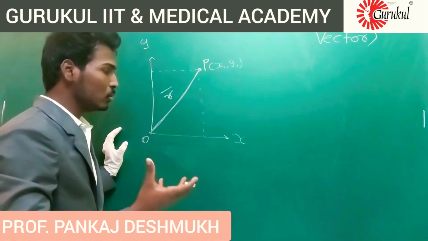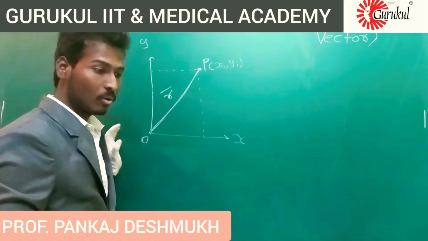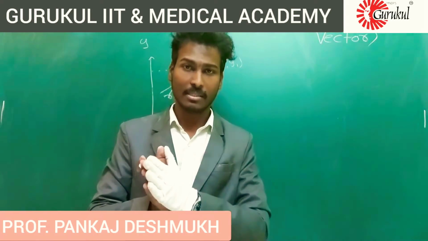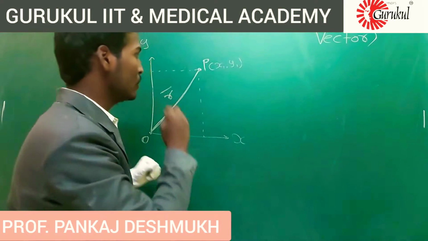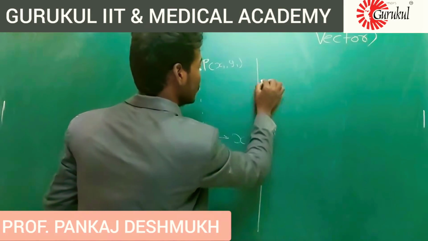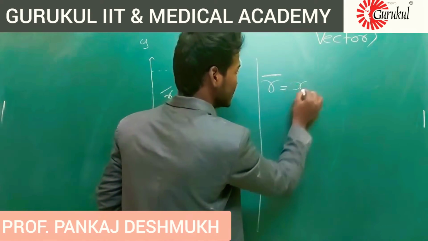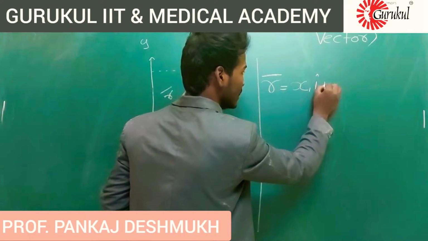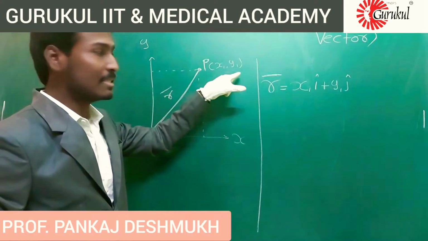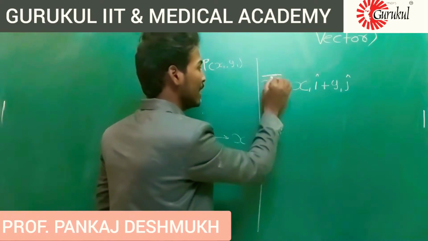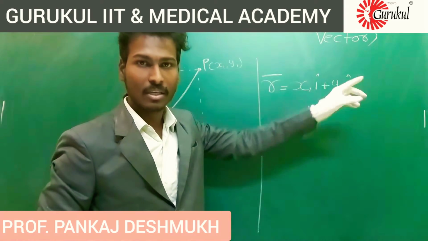Now how to represent this r bar, the position vector, in mathematical language? Look, mathematics is the language of physics. If you want to be superior in physics, then you should know maths very well. So in mathematical language, we represent the position vector as r bar equal to x1 i cap plus y1 j cap. As I have taken these coordinates as x1 and y1, the position vector r bar will be equal to x1 i cap plus y1 j cap.